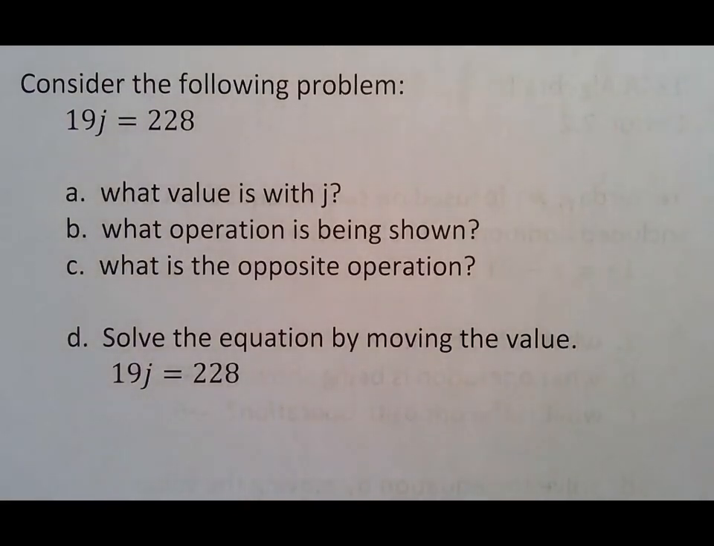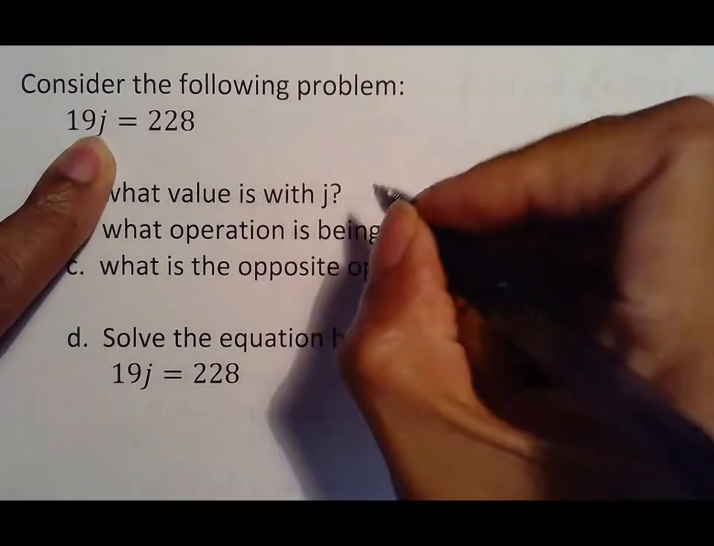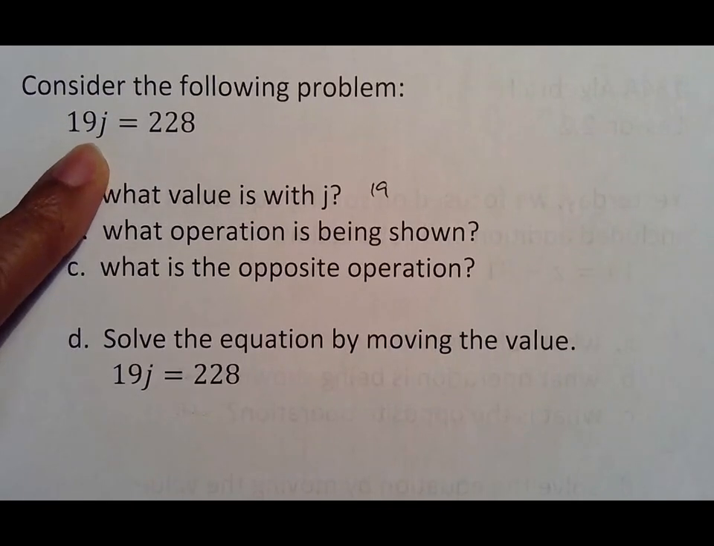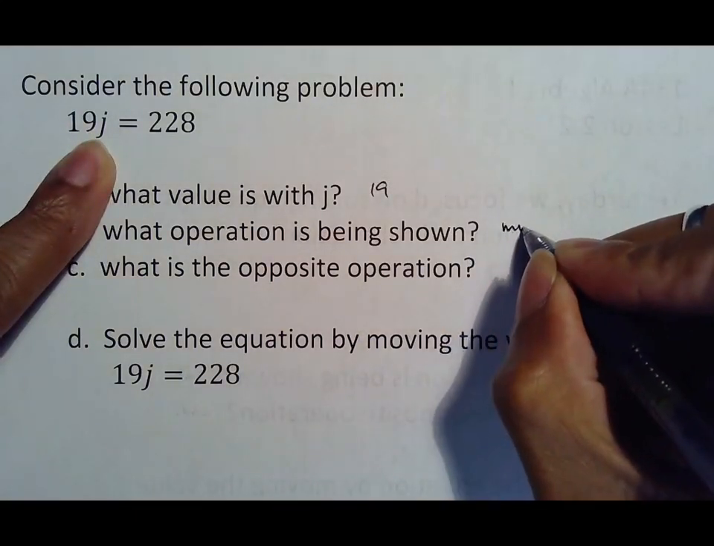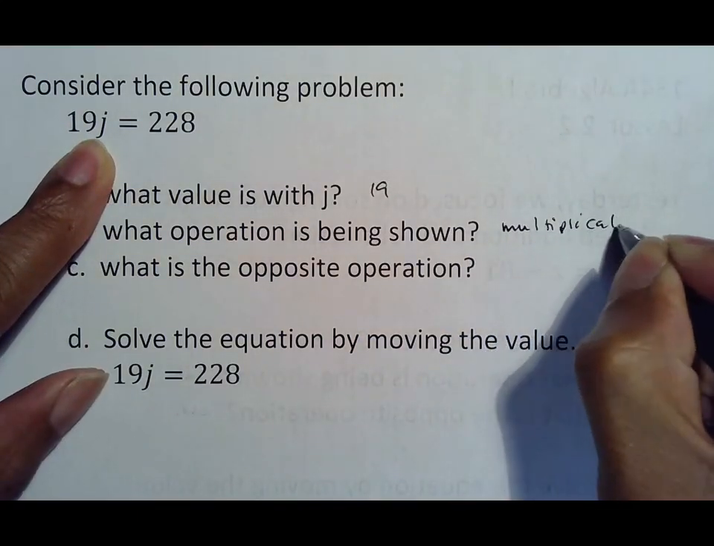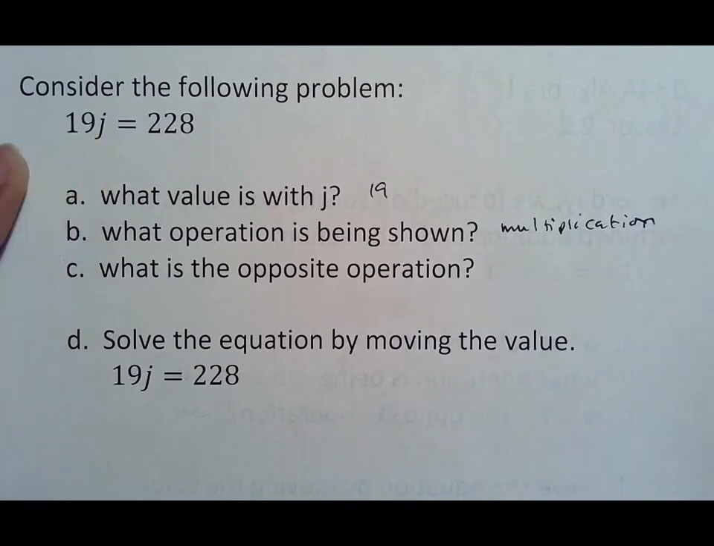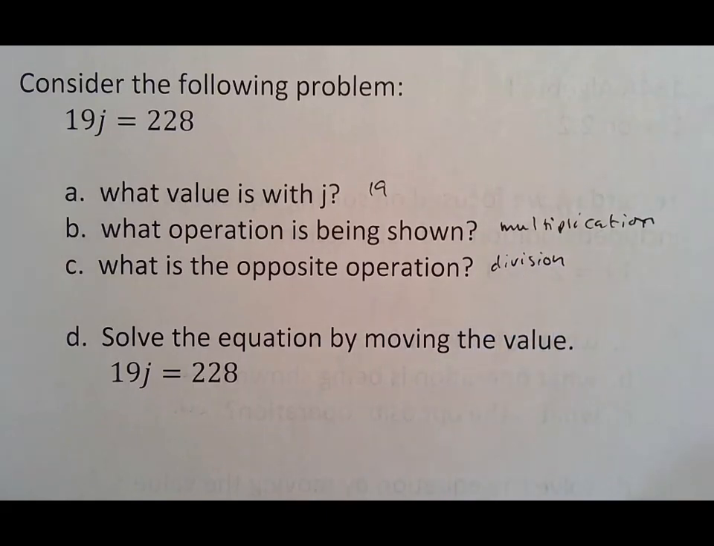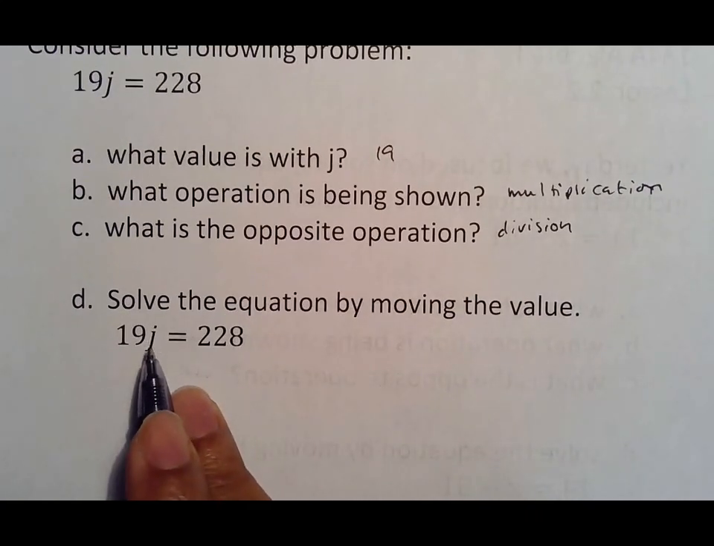It says 19j equals 228. What value is with j? Well, of course, it says 19j, so it's just 19. What operation is being shown? I don't know if you remember, but when there's no sign, it means multiply. So whenever you have 19j, this is multiplication. Again, 19j means 19 times j. You just don't write the multiplication sign. And the opposite of multiplication is division.